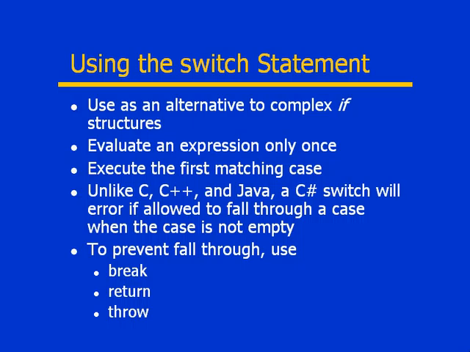Now, you've probably seen switches before in C, C++, Java, and the C# switch behaves pretty much the same, but there is one little difference here. A C# switch will result in a compile error if it's allowed to fall through from one case to another when that case is not empty. So if you have a case that has implementation, it's not allowed to fall into the next case. You must provide some sort of mechanism to prevent that fall through. Now that can either be a break, a return, you could throw an exception. You could actually use a goto here if you wanted as well, although that's usually not preferred.